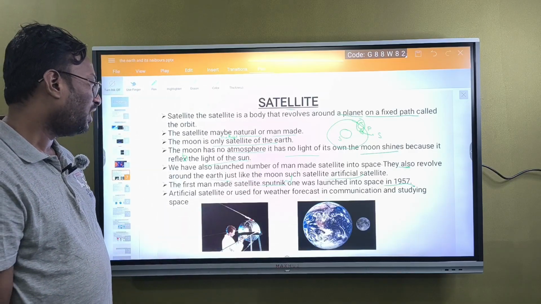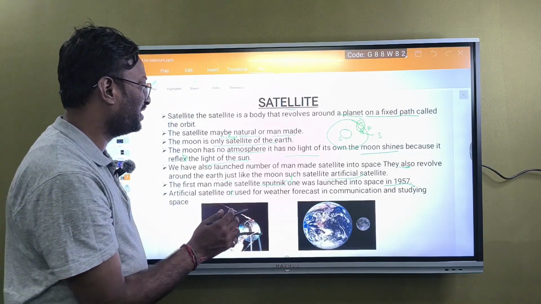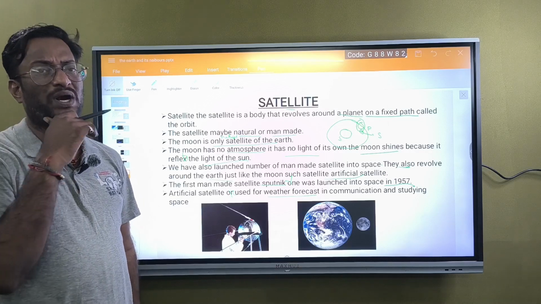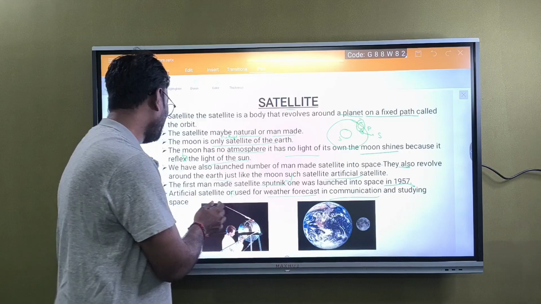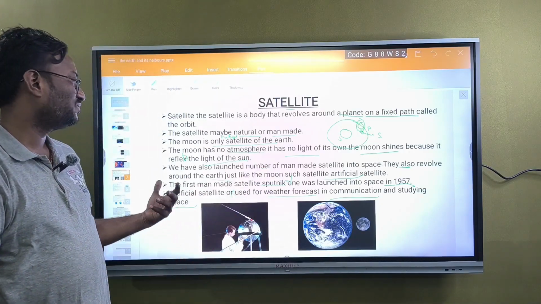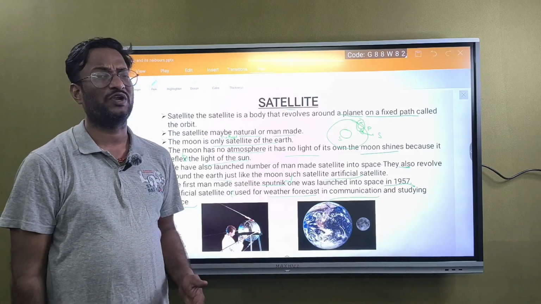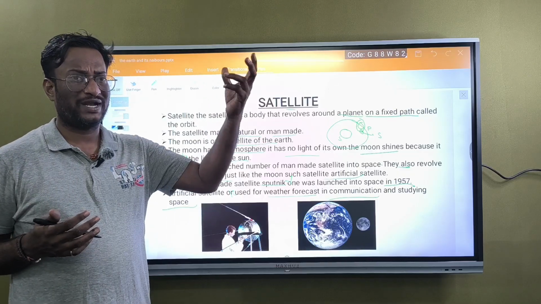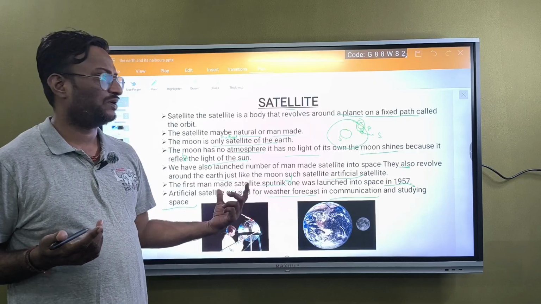Artificial satellites are used for weather forecasting, to know the weather in different areas or different parts of the world, in communication, and in studying space. For weather forecasting, we can know the temperature in a particular place, whether we are going to get rainfall or whether it is sunny. Everything we get through these satellites.